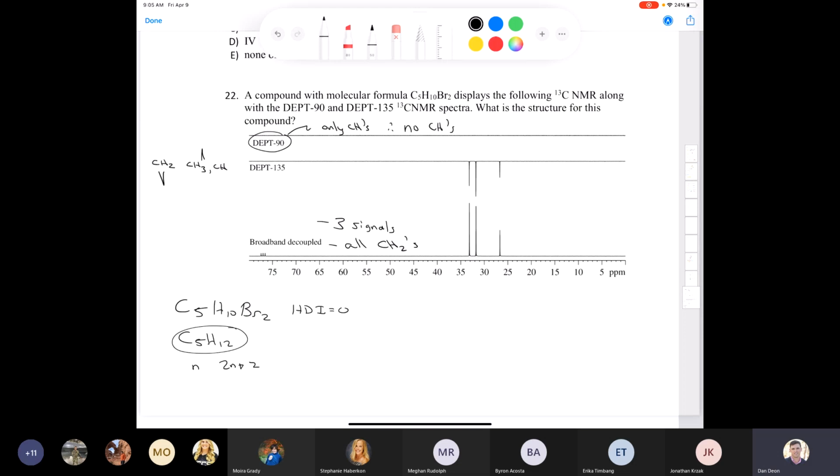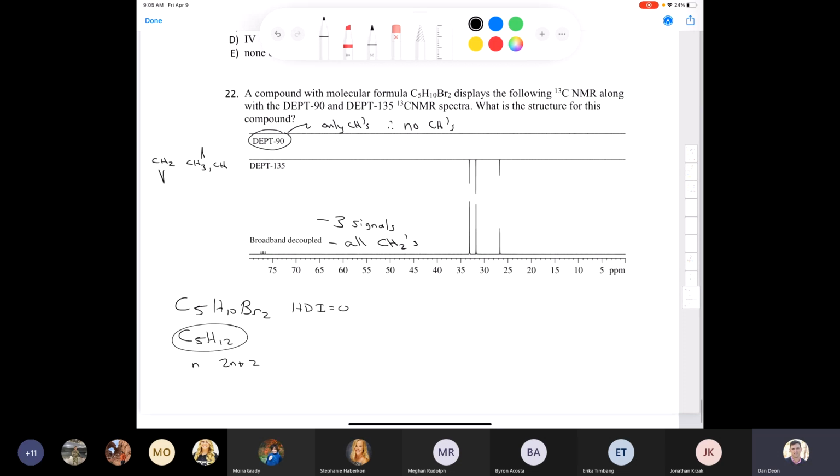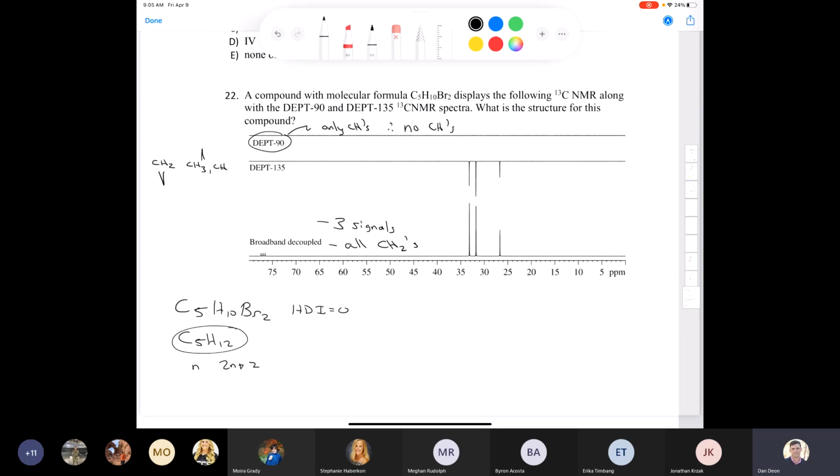Based off of your nomenclature prowess, because we did look at the nomenclature of alkyl halides, this must be an alkyl halide because it's only got carbon, hydrogen, and bromine in it. Could anybody name the molecule? I can't ask you to tell me what the structure is, or you could try to describe it maybe.